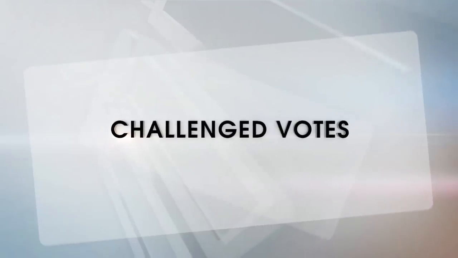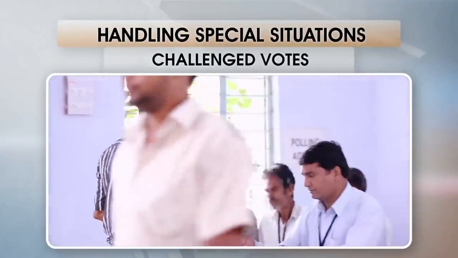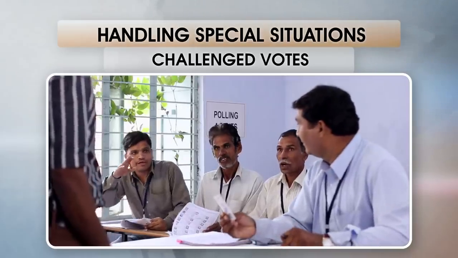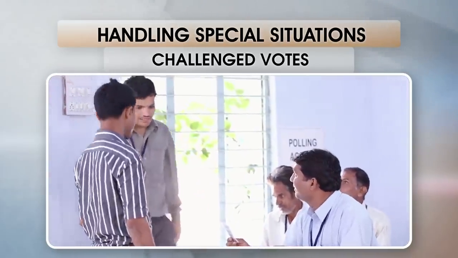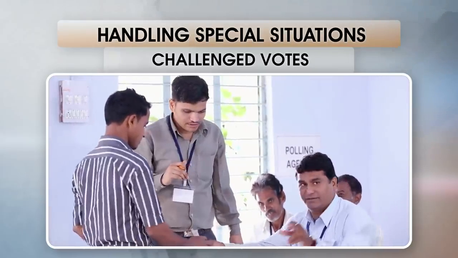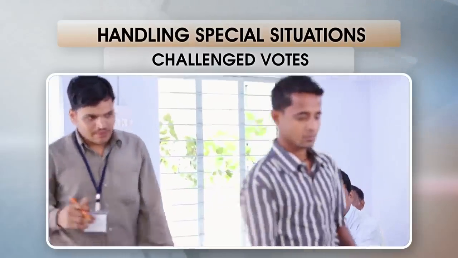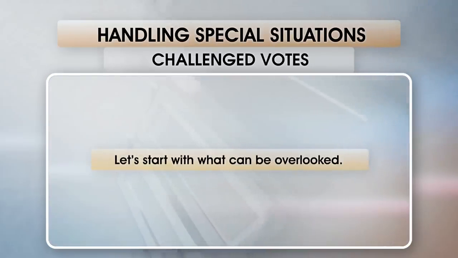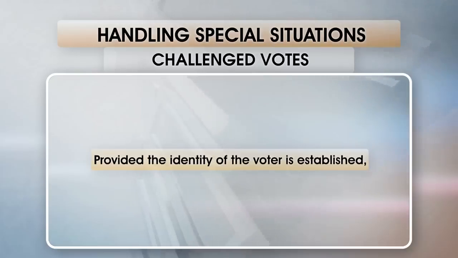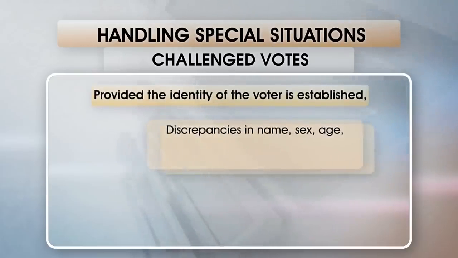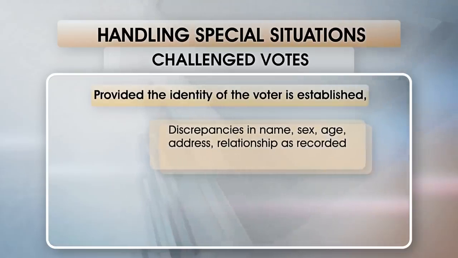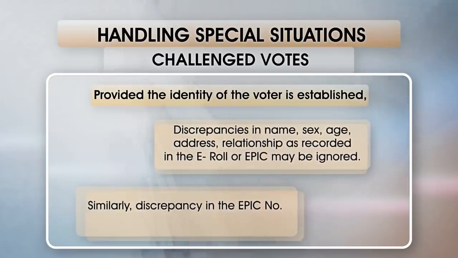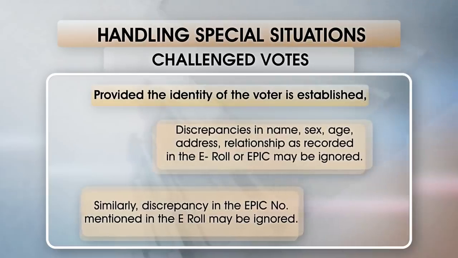Challenged votes. First of all, what to do in case a voter's identity is challenged? Let's start with what can be overlooked. Provided the identity of the voter is established, discrepancies in name, sex, age, address, relationship as recorded in the e-roll or EPIC may be ignored. Similarly, discrepancy in the EPIC number mentioned in the e-roll may be ignored.